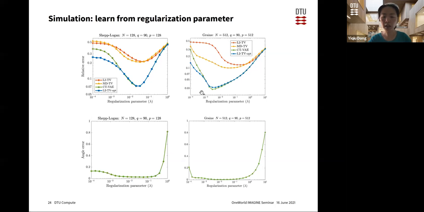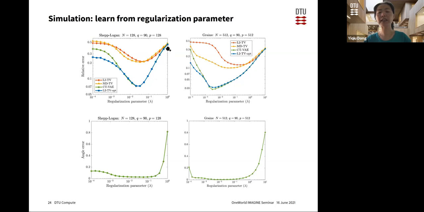And here are a few plots to learn about the regularization parameter. In the first row, it's the relative error with respect to the regularization parameter. We mainly focus on the blue line and the green line. The green line is the new method, the blue line is the best scenario. And we can see when lambda is large enough, basically they behave almost the same. So the reconstruction result is more or less similar.